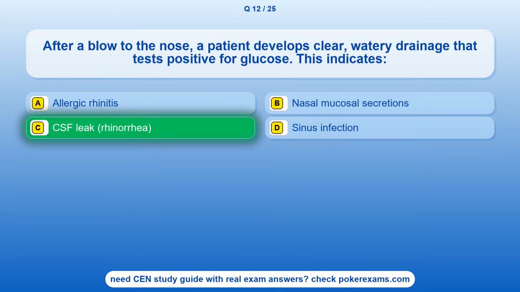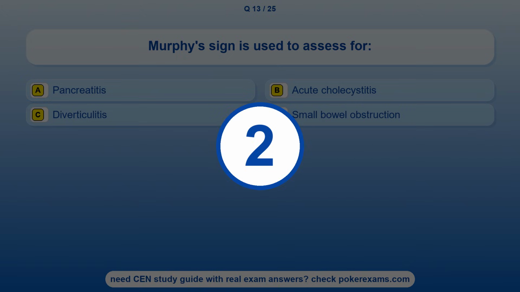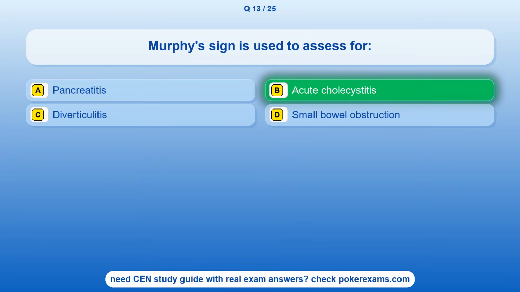The correct answer is option C, CSF leak, rhinorrhea. Question 13. Murphy's sign is used to assess for option A, pancreatitis. Option B, acute cholecystitis. Option C, diverticulitis. Option D, small bowel obstruction. The correct answer is option B, acute cholecystitis.